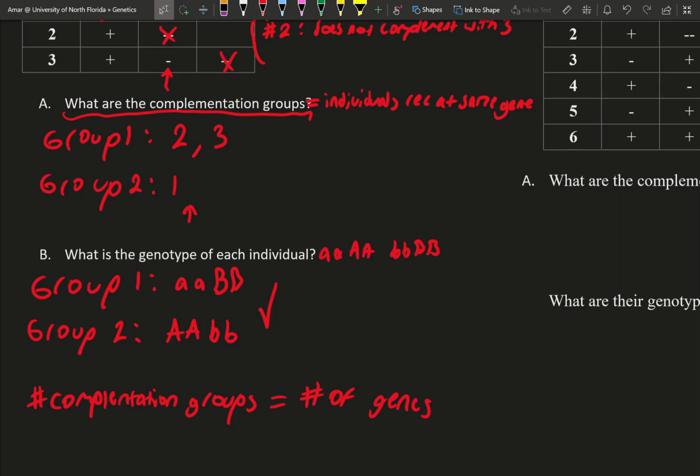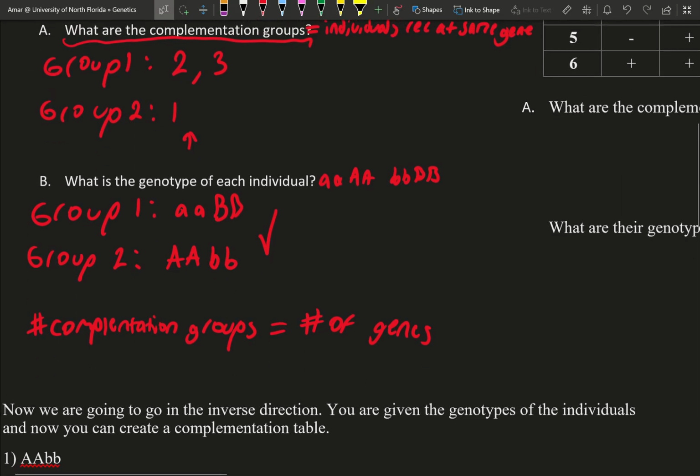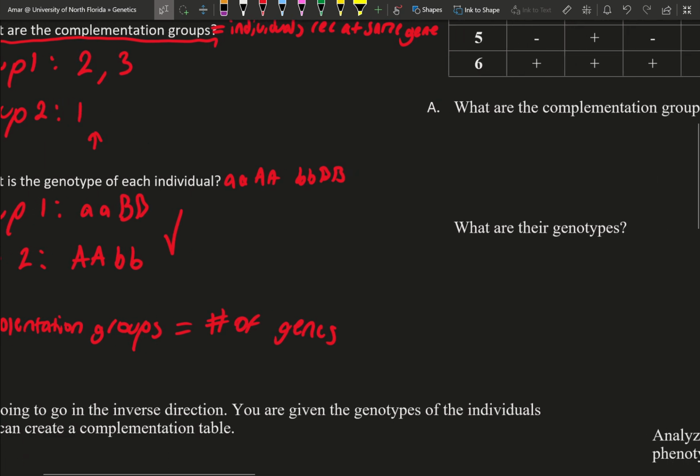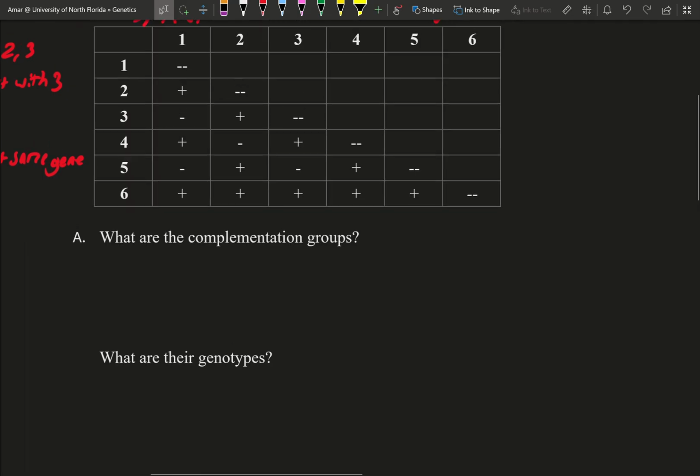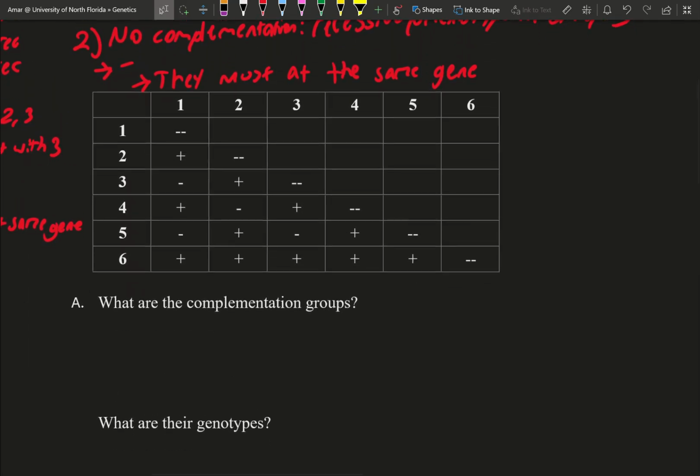Do not make it harder than it has to be, honestly, and this is what a lot of people struggle on. Okay, so let's do a little bit more of a complicated one. We only had 3 individuals there, but let's do one with 6 individuals, okay? And you can pause this if you want to try it on your own. So essentially, we're going to start off with individual number 1, which is over here.